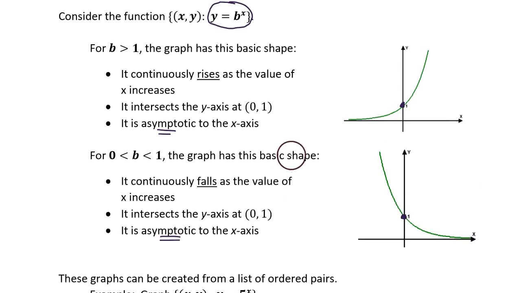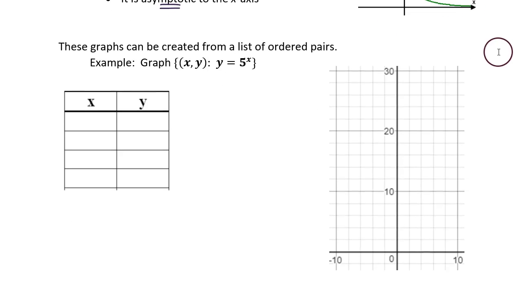Now, how do you actually create graphs like this when you have an equation with this format? Well, you use the same technique we've done for all our graphs. Make an XY table. So here's an example. Let's graph y equals 5 to the x power. This is called an exponential because the variable x is an exponent. One good number to choose is 0. And the reason that's a good choice is because it's easy to evaluate.